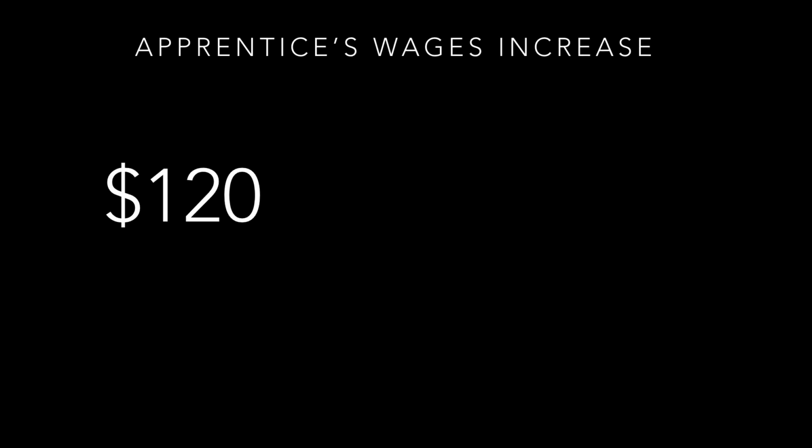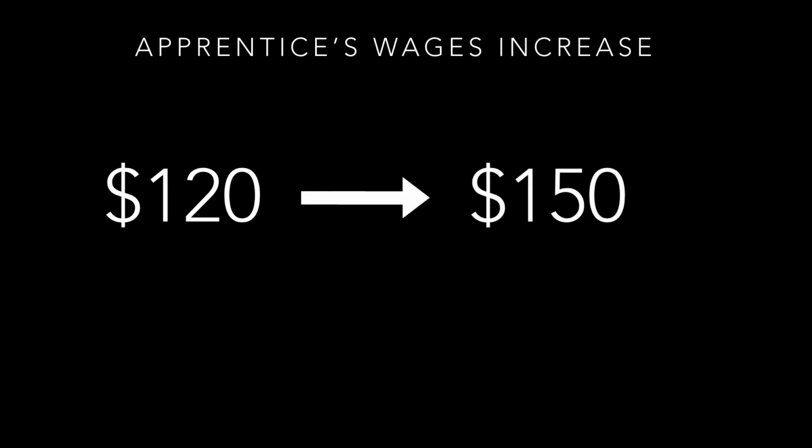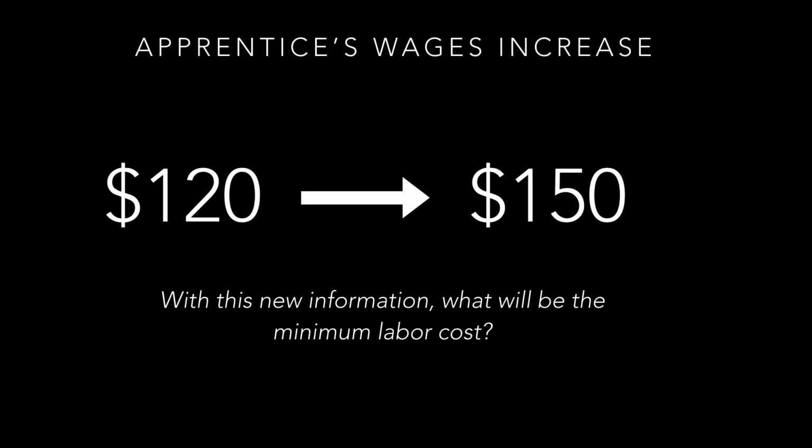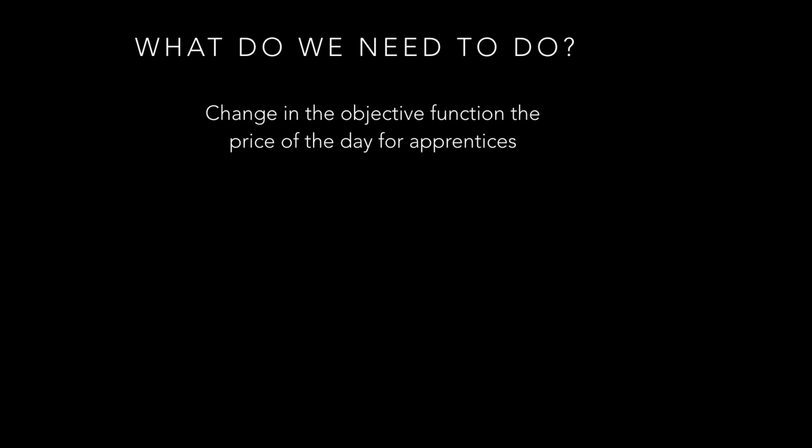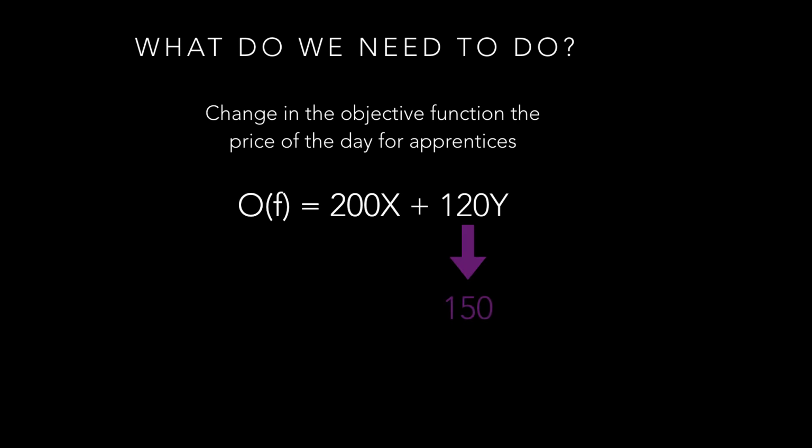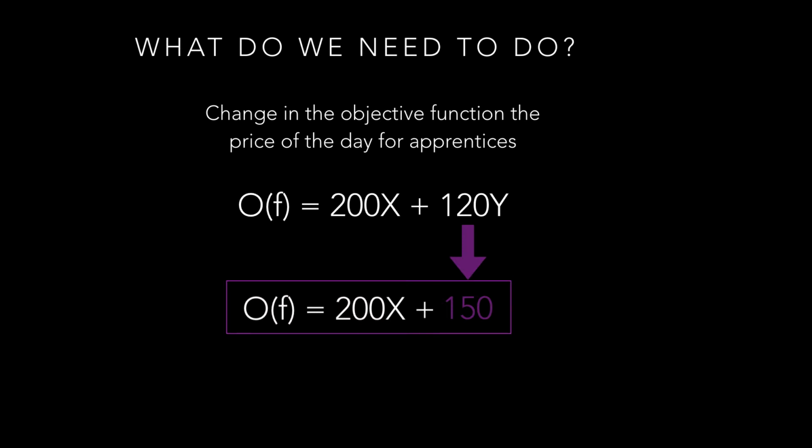Let's say that the apprentice wages increase from $120 to $150. With this new information, what will be the minimum labor cost? So what do we need to do? We need to change the objective function, the price of the day for the apprentices. So here is our first objective function, and we need to change the 120 to 150. The other is the same. So this is our new objective function.